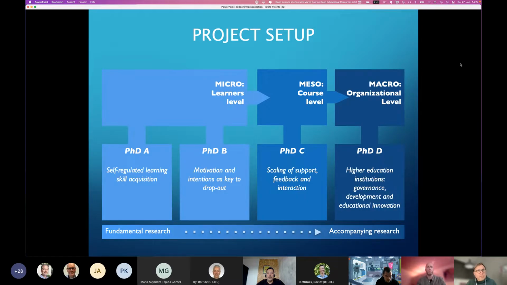We looked at the micro level, the learner level. At the University of Utrecht, we had a PhD project dealing with self-regulated learning skill acquisition. I won't talk about that today. And we had 3 PhD projects at the Open University of the Netherlands. One on motivation and intentions, one on the course level, on scaling of support, feedback, and interaction, and one on the organizational level, more looking at what MOOCs did with universities and not the other way around.